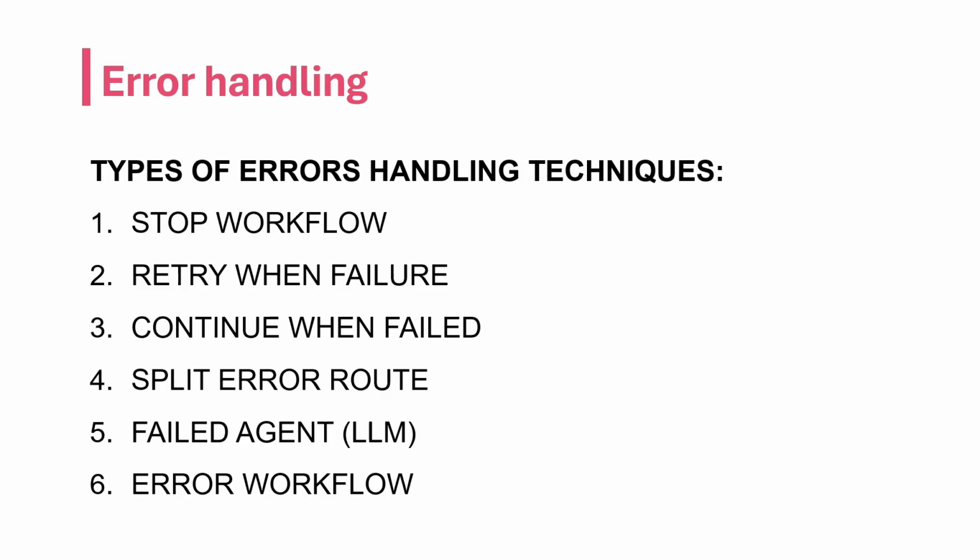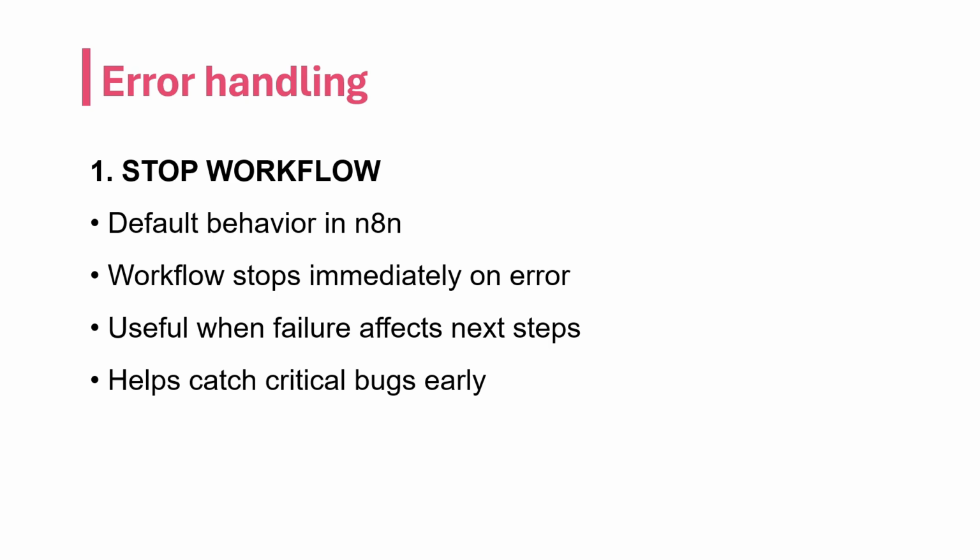So basically, first is stop workflow. This means whenever a node fails, maybe an API request times out or a function node has a syntax error, the entire workflow stops right there. This is ideal when you don't want to process incomplete or corrupted data. For example, if your create invoice step fails, you don't want to send an email saying the invoice was created, right? So stopping the workflow helps maintain data integrity, and it will let you fix the problem before continuing.